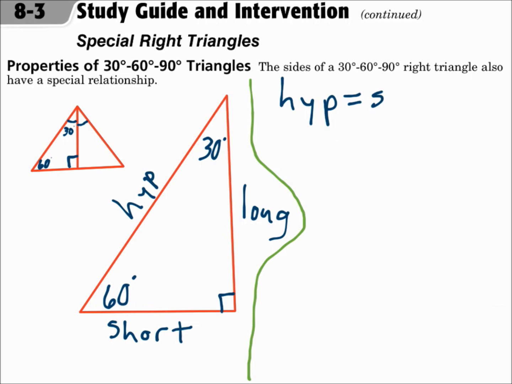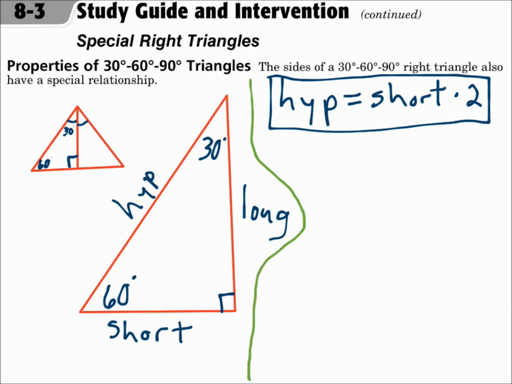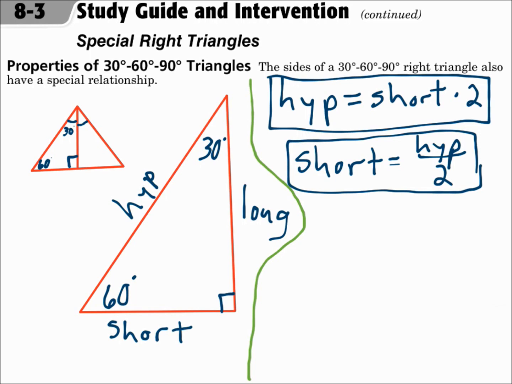The hypotenuse is equal to the short leg times 2. You could also say the short leg equals the hypotenuse divided by 2. The long leg equals the short leg times the square root of 3.